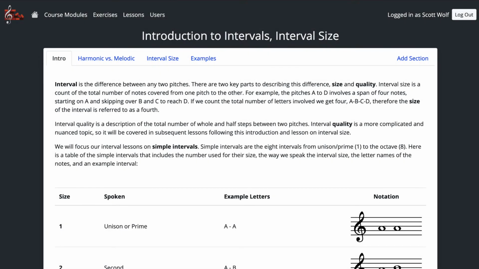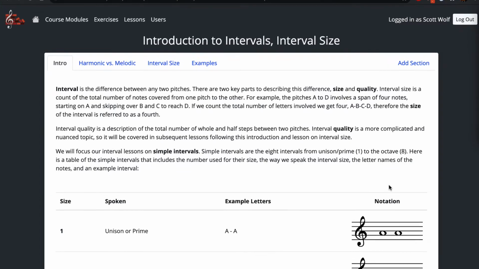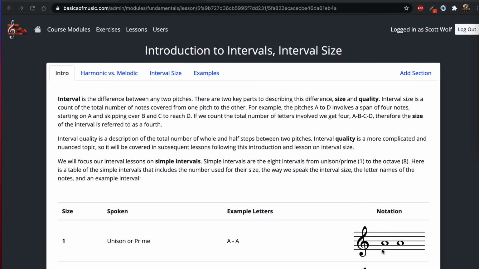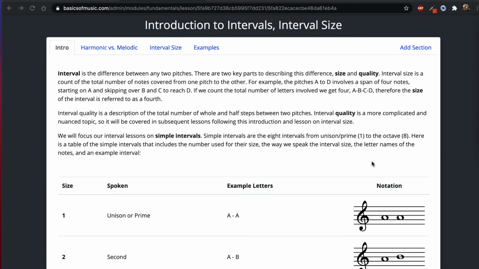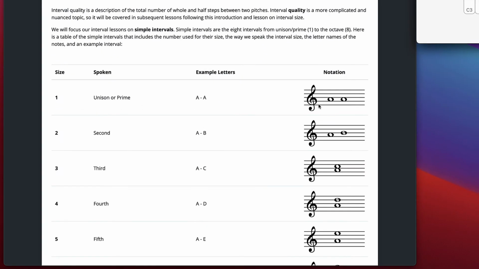Hey everyone, so in this video we're just going to get an introduction to intervals. Intervals are just about describing the relationship between two different notes, or possibly two of the same note like here. So there's two parts to intervals. First, the easy part, which is all we're going to cover really today, which is size. The size is just how many letters you go through or how many lines and spaces you go through in order to get from one note to the next.